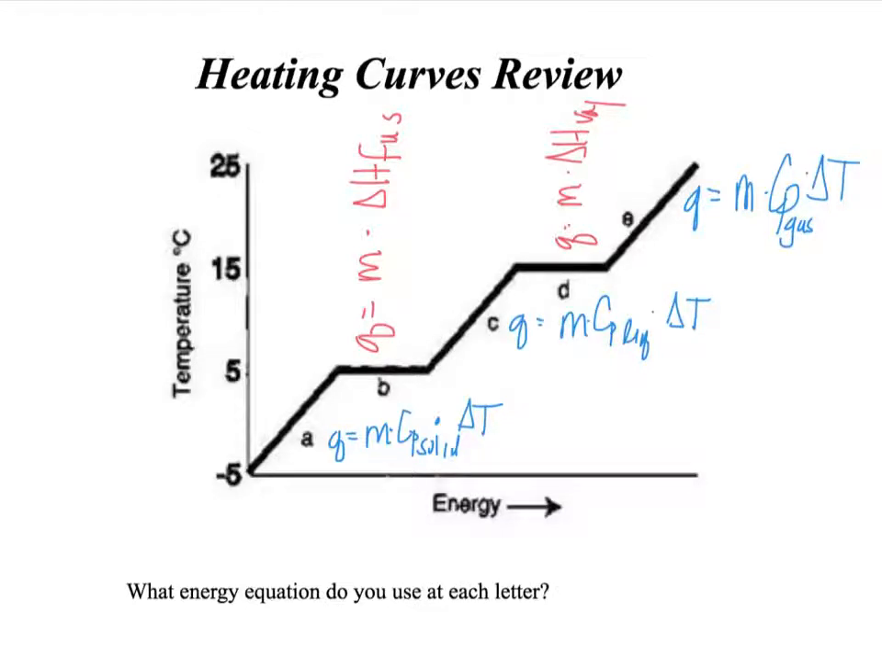And then, of course, at this phase change, you would use Q is equal to M times the delta H of vaporization. Lastly, if you were above the vaporization point, you would use Q is equal to the mass times the specific heat of a gas times delta T. In the case of water, which we've been talking about, the specific heat is different for solid water than it is for liquid water than it is for steam. You can't use the same specific heat value for all three of those. You have to use the one that is specific to its state of matter.